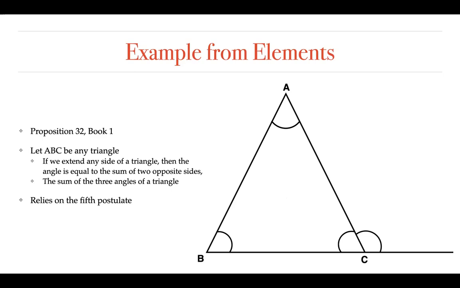So this was the original fifth postulate: if you have two lines and another line that intersects these two lines, and if the sum of the angles on either side of the intersecting line is less than 180 degrees, then if you extend the lines, they will intersect on that side where the sum of the angles was less than 180 degrees.